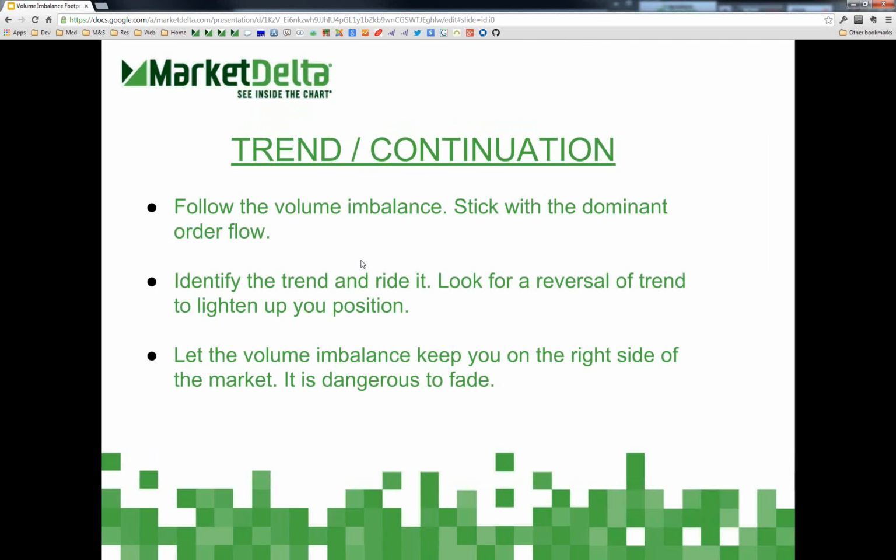All right, so let's look at some trends, some continuation patterns. Here we want to follow the volume imbalance. We want to stick with the dominant order flow, and it does an excellent job at showing us that. Of course, price in a trend is moving in a direction. That's what trend means. But if you're in the trade, you've got a position in the direction of the trend.